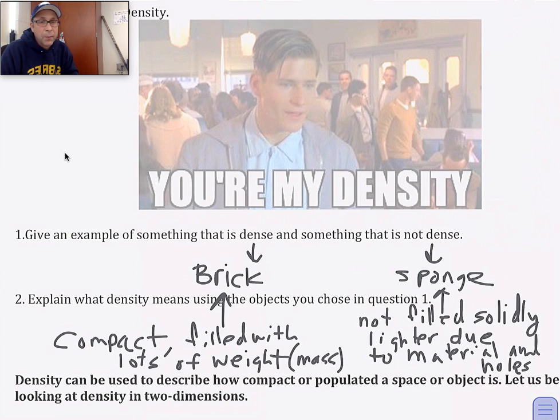So I probably came up with two classic examples of something that's dense and not dense. A brick is dense. A brick is hard and is solid, and it is full of matter. It is full of weight. And there's no porousness to it. It's just really compact, and the atoms, not that I'm a scientist, are packed in really, really tight. But a sponge is just the opposite. It's very loose inside, and it's not filled in a solid-like way. It's very light because of all the holes and because of the lighter material that it's made out of. So those are some examples there.